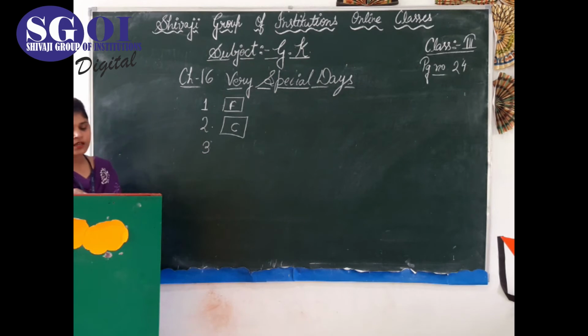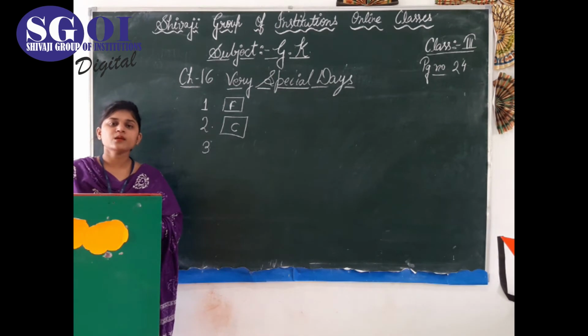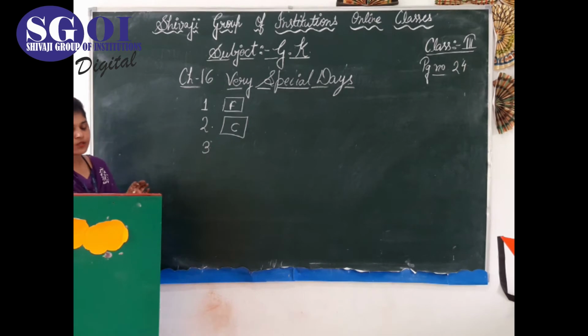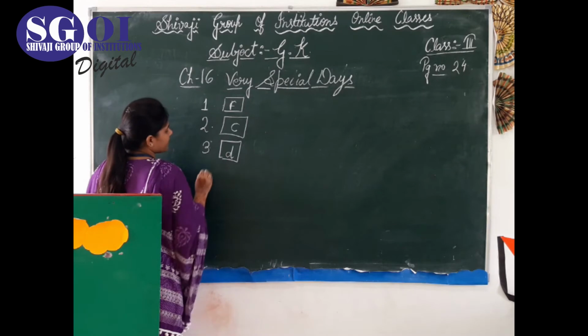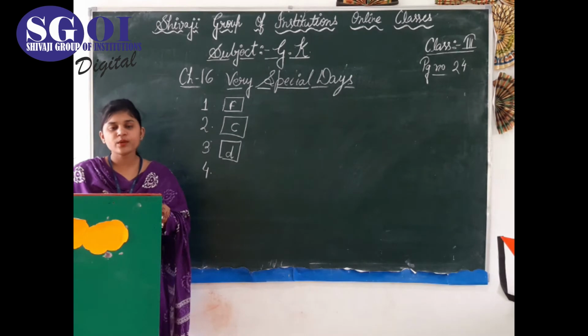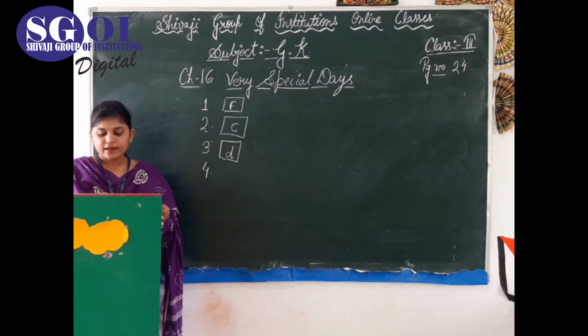Move to third. We celebrate this day on April 22nd every year. On this day, we promise to keep our planet Earth clean and green. This is our Earth Day. So write here in the box D. Move to fourth. This day is celebrated on June 21st. We celebrate this day to encourage the practice of yoga as a way to lead a healthy life. So write here E.